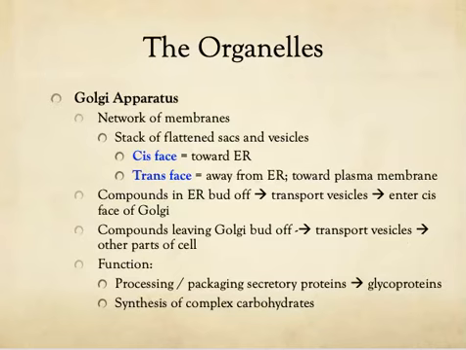The Golgi apparatus actually has directionality. In other words, one side of the Golgi is different from the other side of the Golgi. One side is going to be facing the ER. That is referred to as the cis face of the Golgi. The other side is going to be facing away from the ER towards the plasma membrane of the cell, and that's referred to as the trans face of the Golgi.